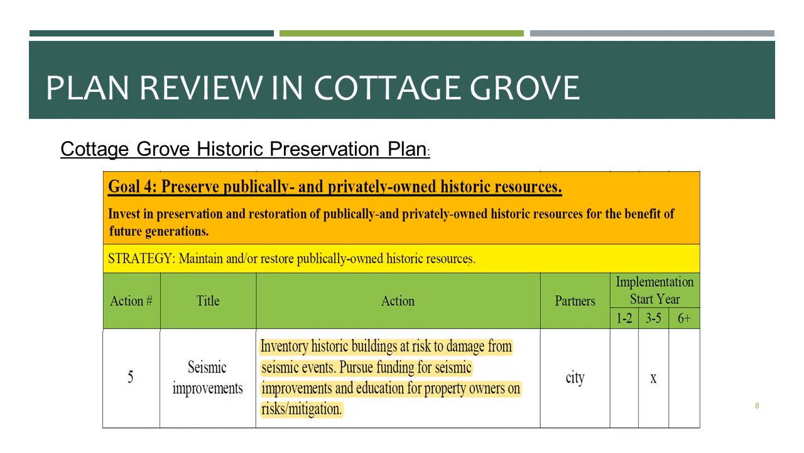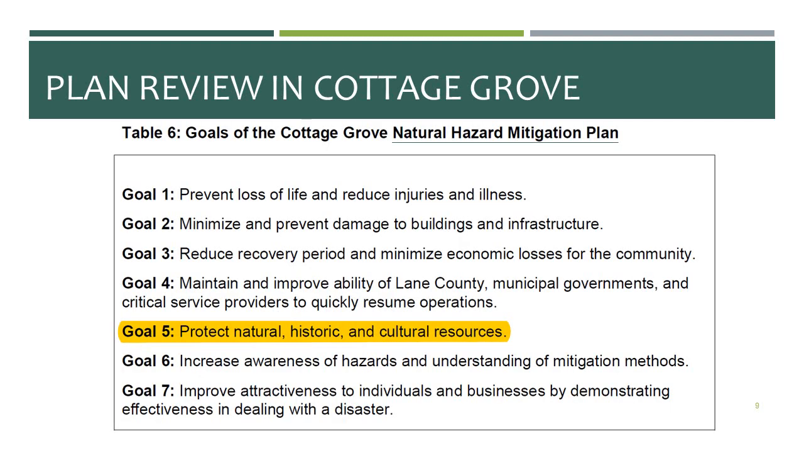Goal 4 of the Preservation Plan aims to preserve publicly and privately owned historic resources. This goal includes seismic improvements, an inventory of historic buildings at risk to damage from seismic events, and pursuing funding for seismic improvements and education for property owners on risks and mitigation. After searching for the term cultural resources in the Natural Hazards Mitigation Plan, we discovered the plan includes Goal 5, which states to protect natural, historic, and cultural resources.